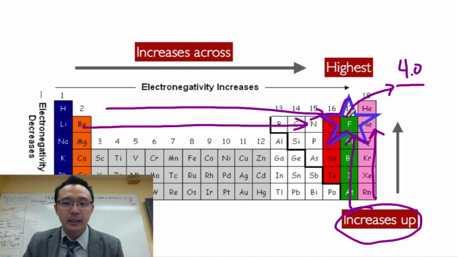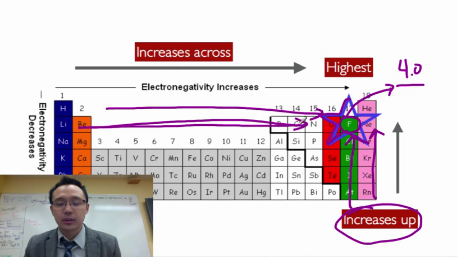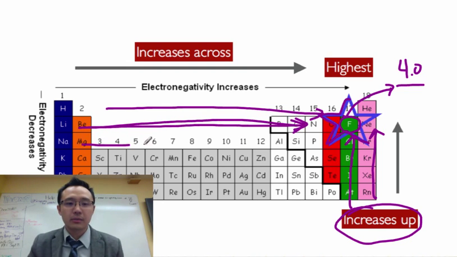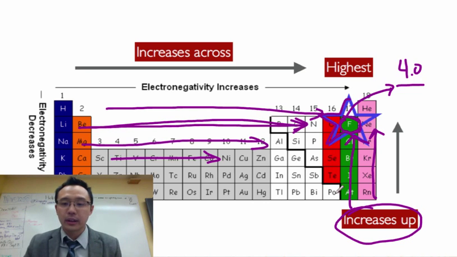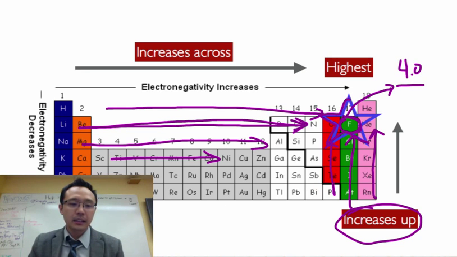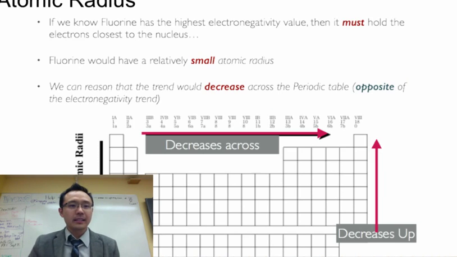And because fluorine is at this corner, the highest one, your electronegativity value will go towards fluorine, which increases across. So these ones are all increasing across. And because it's up at the top right corner, it's also increasing up. So that's the first thing. So that's the electronegativity value. The next one is atomic radius.